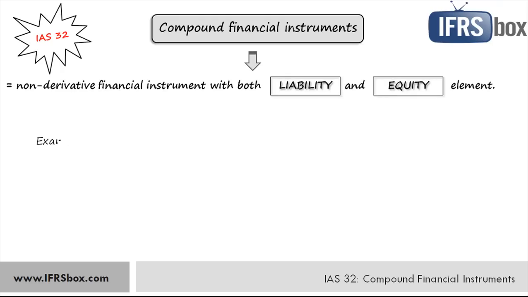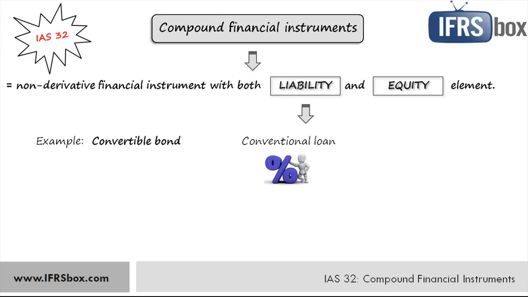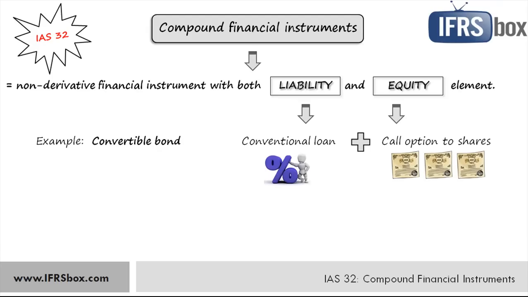Typical example is a convertible bond where issuer or borrower issues a bond to the holder or lender, and the lender has an option to get the bond repaid by ordinary shares of the issuer instead of getting paid in cash. So here there are two elements. A liability element is a conventional loan or bond because the issuer has the liability to settle it with a transfer of some cash or a financial asset. The equity instrument here is a call option written to the holder to convert the debt into a fixed number of the issuer's common shares.